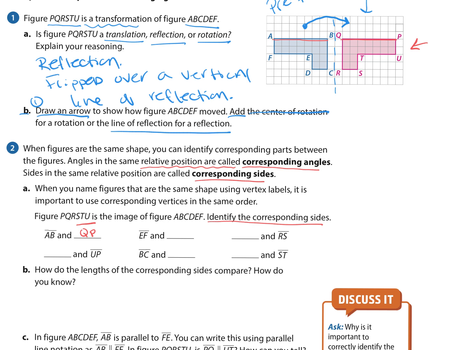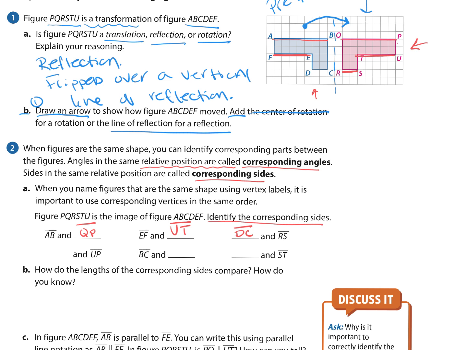So what about side EF? This side right here. On this red shape, what is the corresponding side? Well, the same side that's in the same position, the same length, that will be side TU or UT, same thing. And put the little line above it. What about RS? Now we're starting with the red. What's the corresponding side on the blue? That would be DC or CD, same thing. And so we just go through and finish.